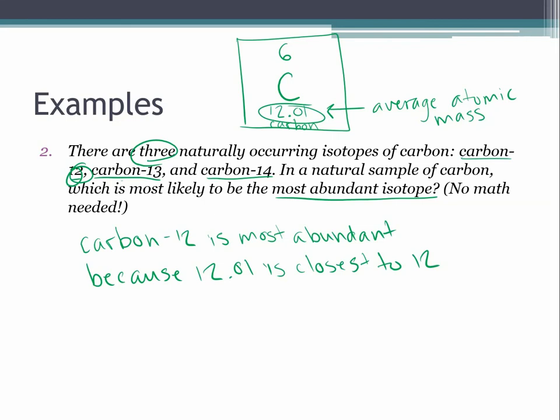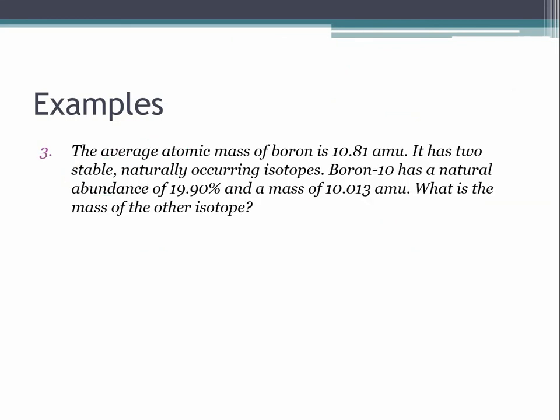Let's look at one more. All right, number 3 here says the average atomic mass of boron is 10.81 atomic mass units, AMU. It has 2 stable naturally occurring isotopes. There is boron 10, which has a natural abundance of 19.90, and the actual mass is 10.013 AMU. So in this case, instead of using the 10, we're going to use the 10.013 because we were given a more specific mass. So that's the one we're going to use.